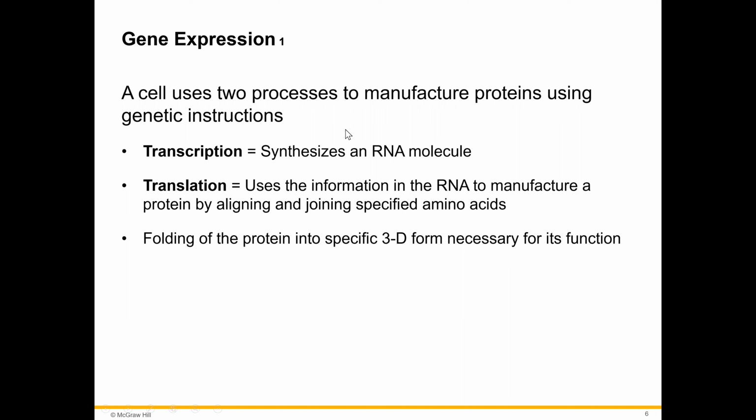The cell uses two processes to manufacture proteins using genetic instructions: transcription, which synthesizes an RNA molecule, and translation, which uses the information in this RNA molecule to manufacture a protein by aligning and joining specific amino acids. Then comes folding of the protein into the specific 3D form necessary for its function.